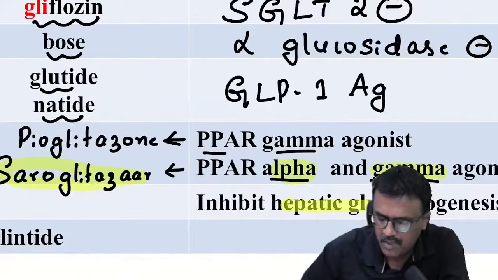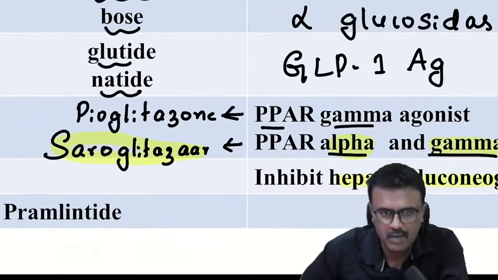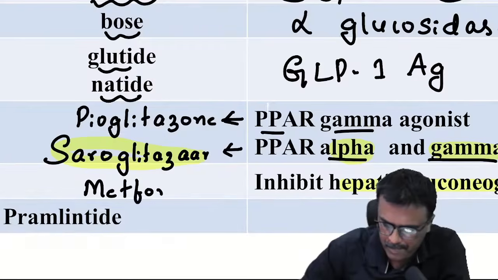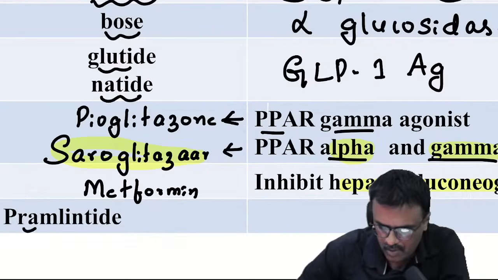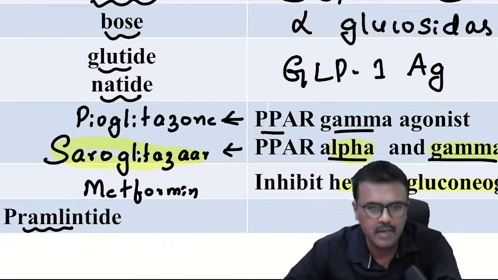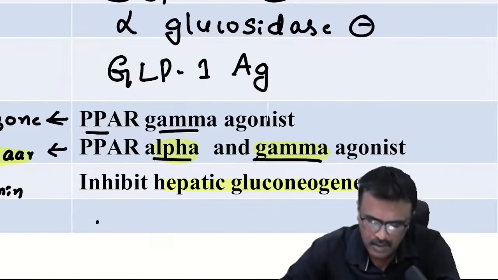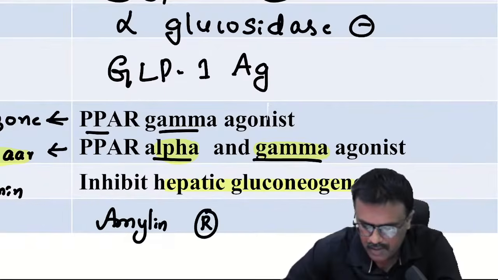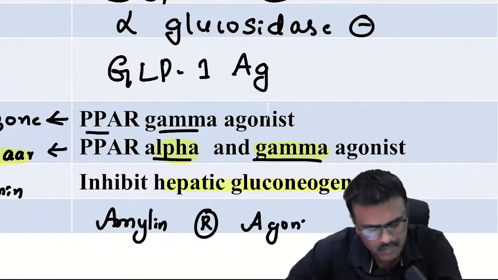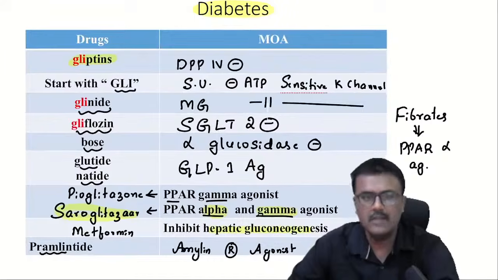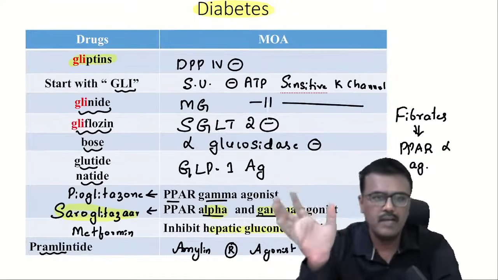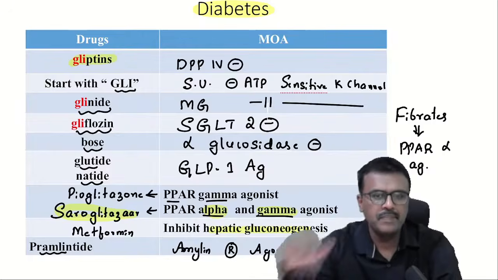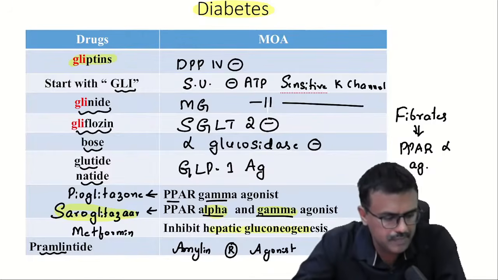What is the drug which inhibits hepatic gluconeogenesis? Our world famous drug, metformin. Then what about pramlintide? The name has amylin. So it's an amylin receptor agonist. So if you see this table, you know the mechanisms, you know how to identify the drugs in your exams.